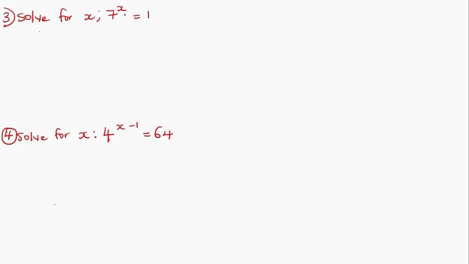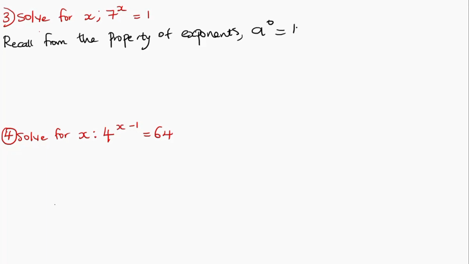Alright, so we have this question here that says solve for x. 7 raised to the power of x is equal to 1. The first thing we want to do is to recall from the property of exponents. We have a formula that says a raised to the power of 0 is equal to 1 for a greater than or equal to 0. Now, making use of this property, we can easily say that if 7^x is equal to 1, then x is equal to 0 from this rule. Okay, and this is the answer.